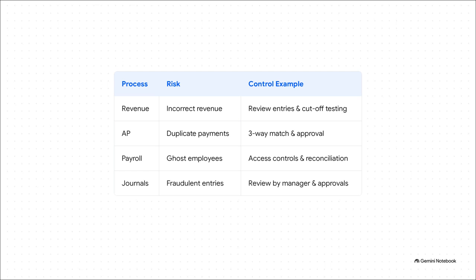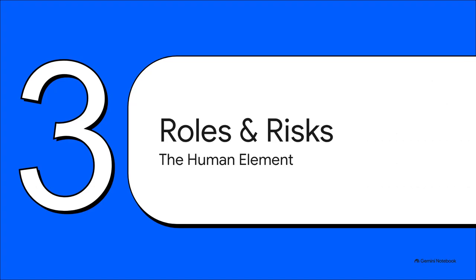For revenue, you review entries to catch incorrect recording. And for journal entries, threshold approvals stop fraudulent activity dead in its tracks. It's all about matching a practical control to a very real-world risk. Moving into Part 3, roles, risks, and deficiencies.